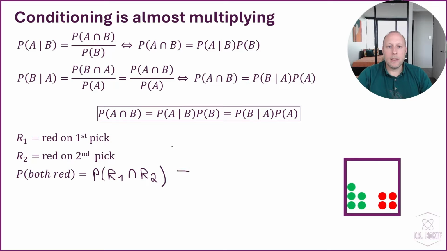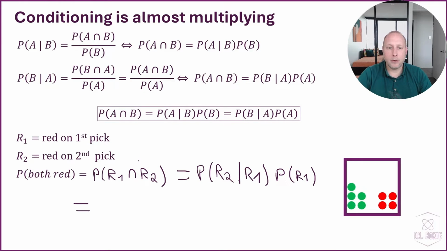Now, according to the expression we found above, we know that the probability of A and B is the probability of one of them, R2, let's say, conditioned on the other one, conditioned on R1, times the probability of R1. And this we can calculate, because the probability of R1 itself, the probability of picking a red ball on the first pick is, well, there are 4 red balls and 9 balls in total, meaning that on the first pick, P of R1 is 4 out of 9. And what is now the probability to pick a red ball on the second pick, given that in the first one we picked a red ball?